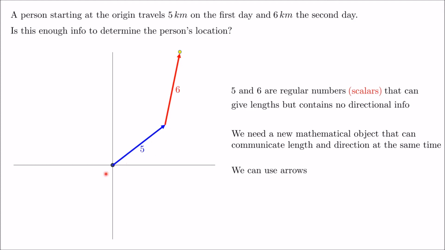So the length of the arrow obviously indicates the length, and the direction is indicated by the direction that the arrow itself is pointing in. So you can see that if you follow this arrow of length 5 and this arrow of length 6, we can easily tell where the person will be. We have a fancy word that we can use to refer to arrows, and that's the word vectors.